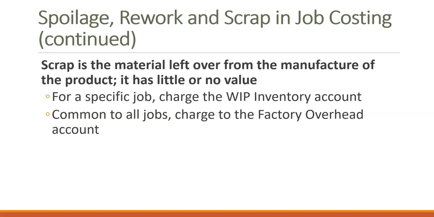But scrap is common to all jobs, and it ends up in our factory overhead account. We can have abnormal scrap, but that's usually part of our spoilage or rework process, where the reason we had to scrap a lot more than normal is because we were ruining it as part of the manufacturing production process. There are ways to reduce the amount of spoilage, rework, and scrap we have, which usually involve employee training. That is the end of chapter 4.